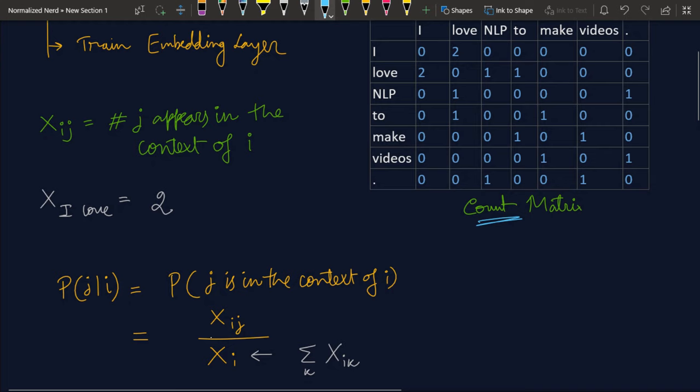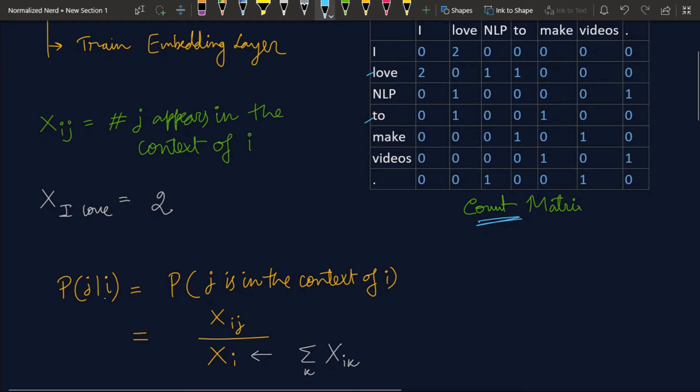This is simply defined as the ratio of two terms. In the numerator, we have X_ij, the same as this one. But in the denominator, we have X_i. The formula is actually very simple. It is the summation of all the X_ik. And obviously, k runs from 0 to the number of words in the vocabulary. What it really means is the summation of all the column values for a particular row. Okay, X_love will be equal to 2 plus 1 plus 1, that is 3. Okay, so this is generated by probability j slash i.